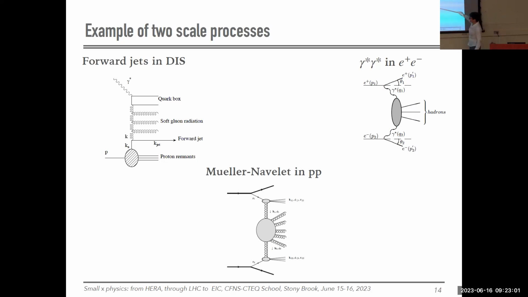Or you could look for jets in pp. For example, here you ask for a jet, here another jet, with similar transverse energies, and then you have a cascade in between. Okay. So I will show you the results for these three different machines.